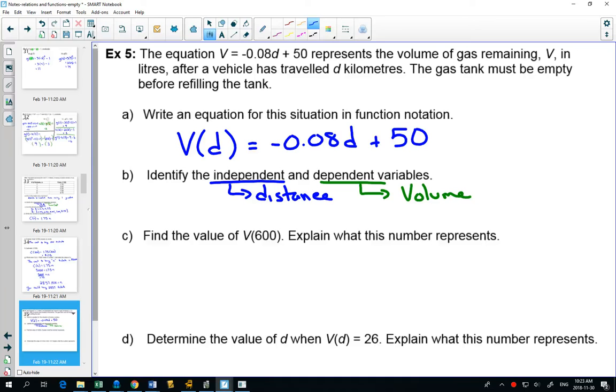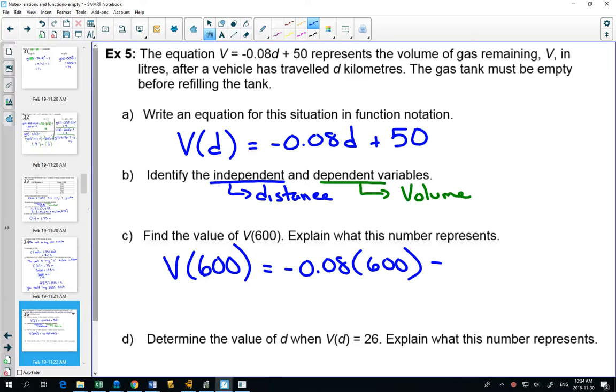Find the value of V of 600. So V of 600 means, how many kilometers have you driven? 600 kilometers. Negative 0.08, plug in the 600 there, plus 50. 600 times 0.08 is negative 48, plus 50. You would have 2 liters left. At which case you should probably find a gas station fairly soon.